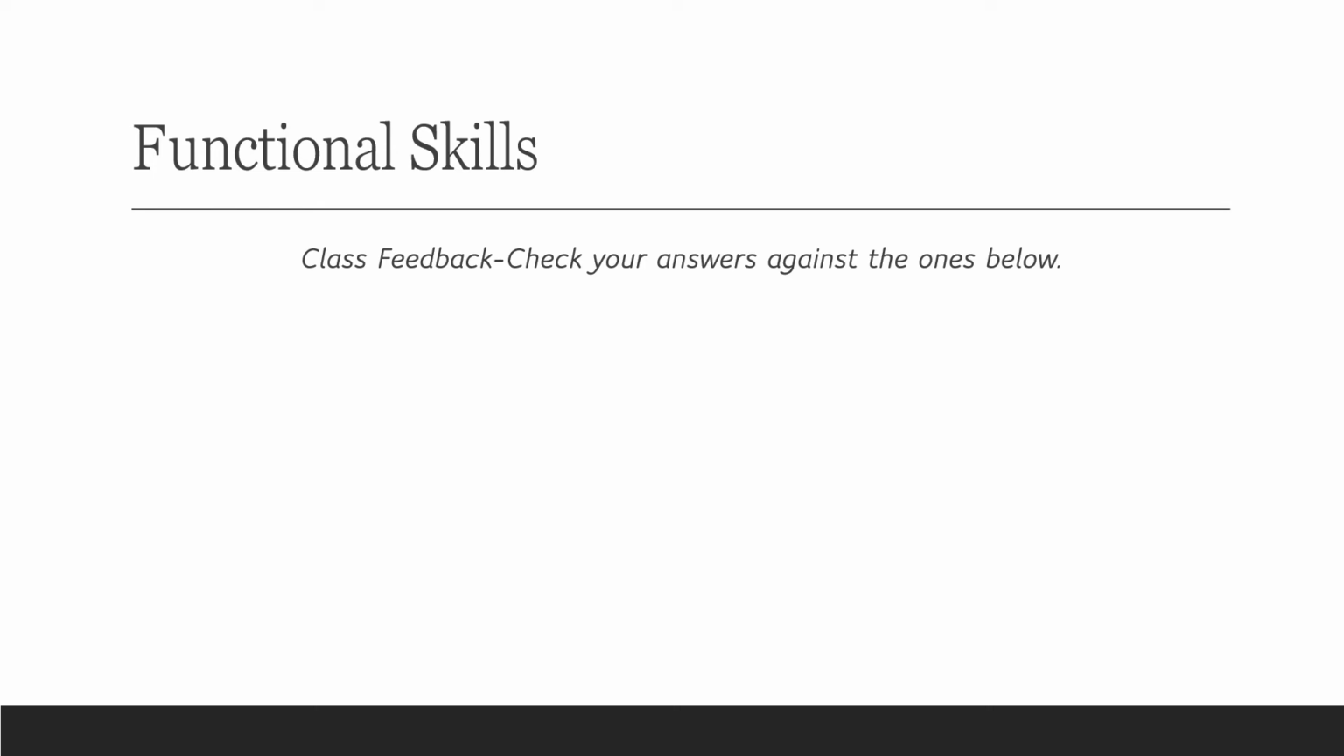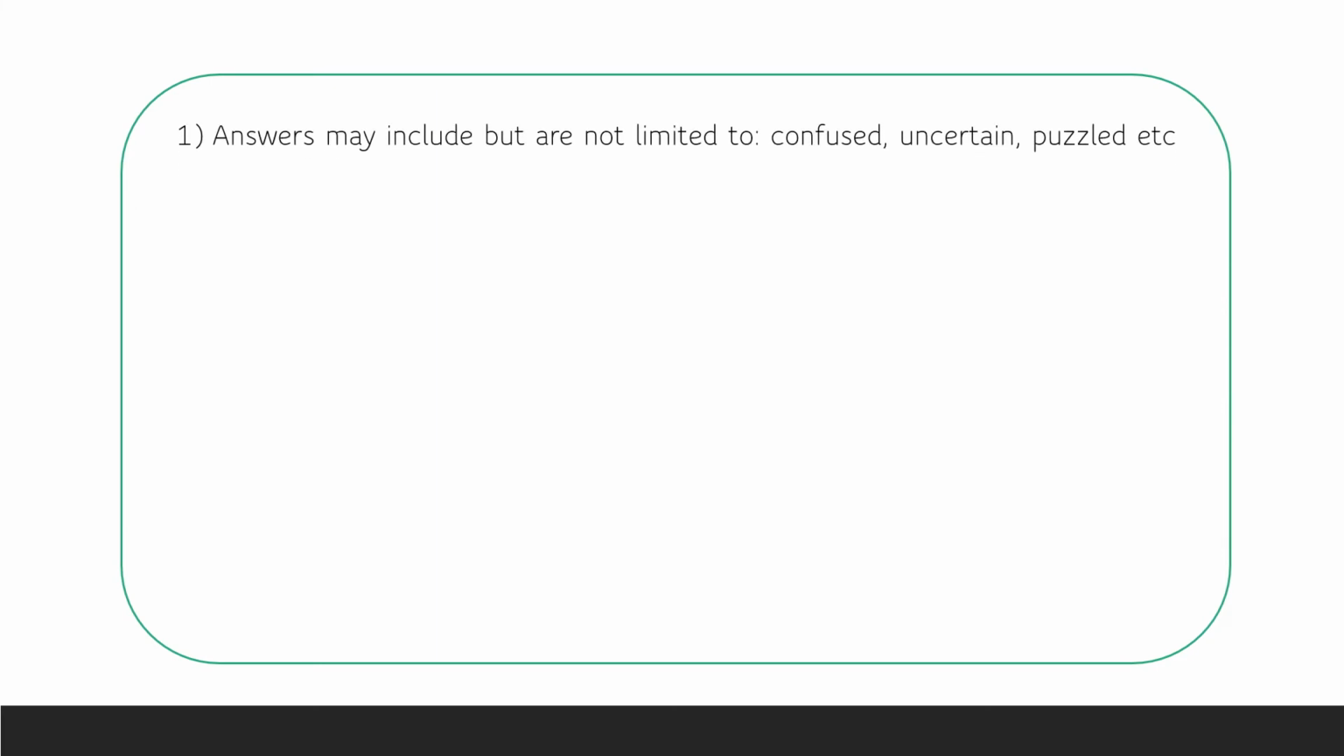Class feedback. Check your answers against the ones below. So for number 1, we were looking at the first paragraph and we're replacing the word bewilderment with another adjective that would still make the sentence make sense. So answers may include, but not limited to, confused, uncertain, and puzzled. Now if you've got a different word, then that's absolutely fine. The key to knowing if it actually works is if you replace the word bewildered and actually see if it still makes sense with the word that you've replaced it with.